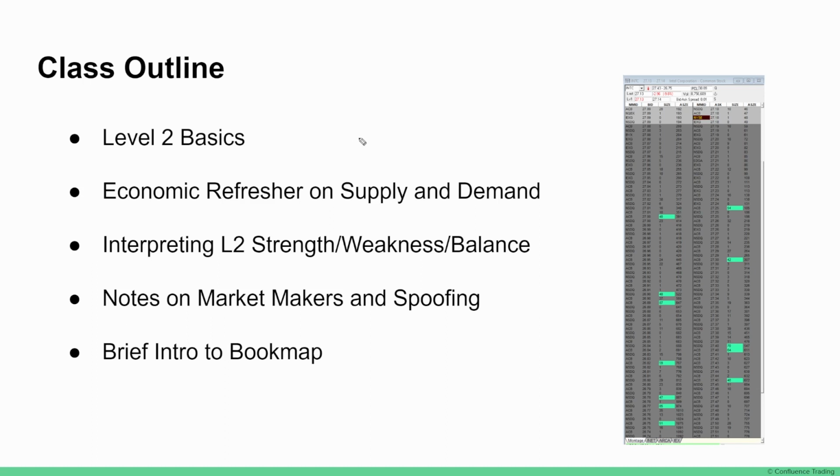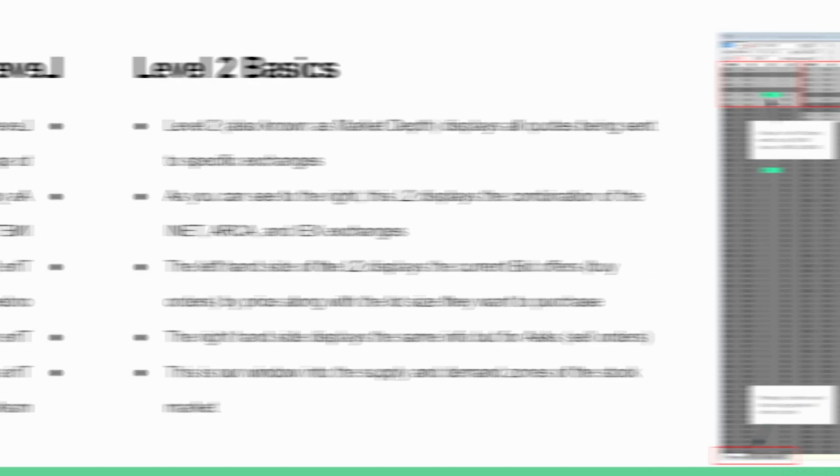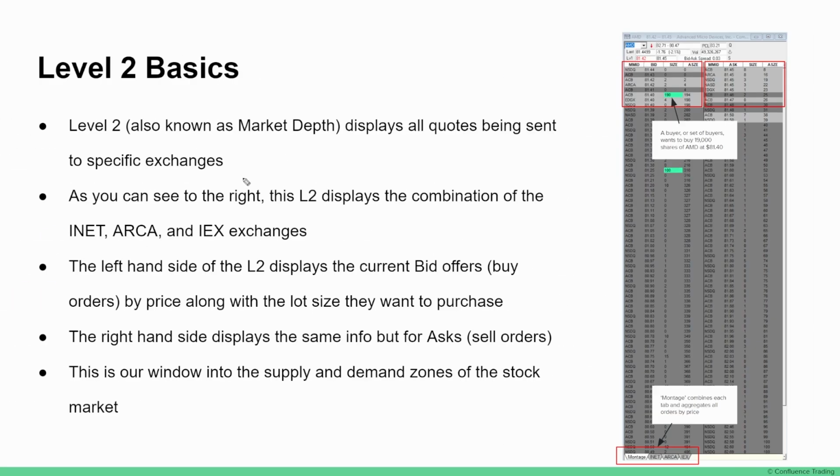Okay, so a decent bit to cover today. Quick outline first. We're going to start by talking through the absolute basics of level 2 so that you understand how to read it and interpret it. Then we're going to get into a refresher on the basic law of supply and demand in economics, which you'll need at least a decent grasp on to fully comprehend what you're looking at. Then we'll get into interpreting level 2, how you identify strength, weakness, and balance. Finally, we'll end with a quick note on market makers and spoofing and an introduction to a really cool tool called Bookmap. So lots to cover. Let's get into it.